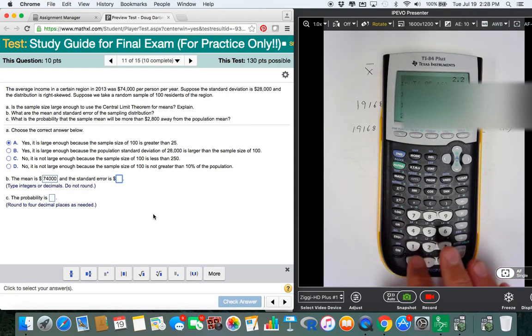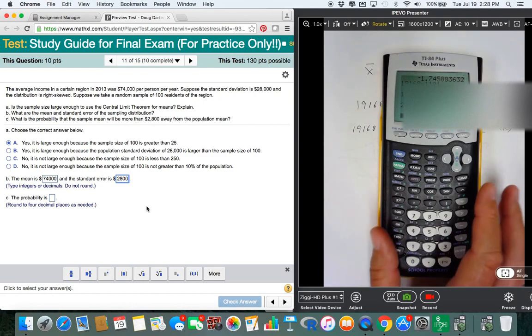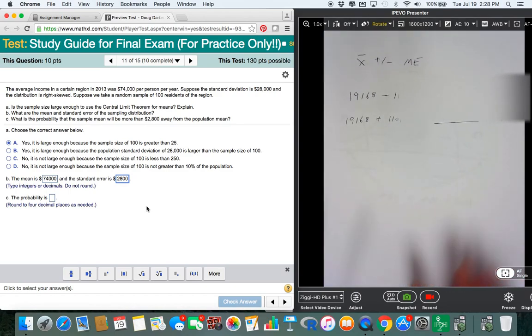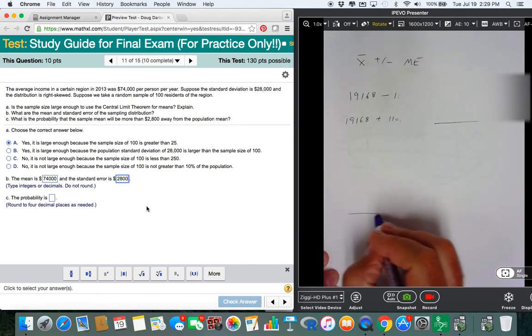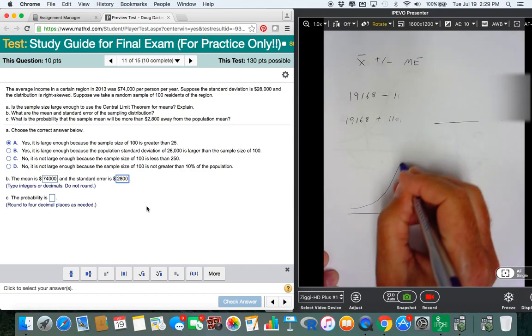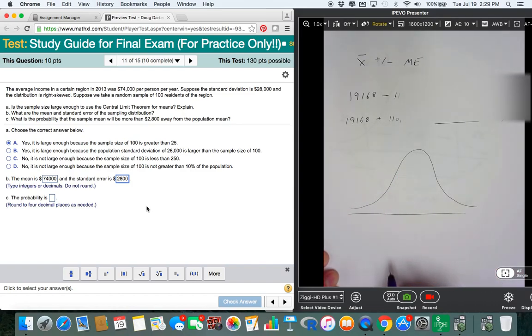Random sample, so 100. So 2,800 will be the standard error. All right, the probability. What is the probability the sample mean will be more than 2,800 away from the population mean? Now guys, this is a problem that's going to need a picture.